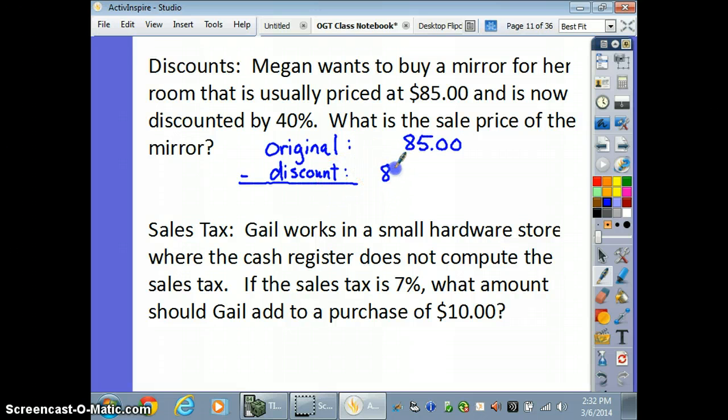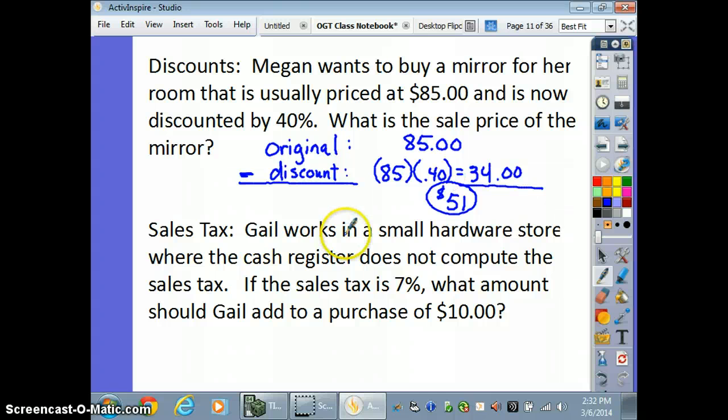Discount, $85 times 0.40. 40% of, so you multiply. If you multiply that out, you get $34. So we subtract 85 minus 34, and we end up with $51. That's the sales price. Sales tax.